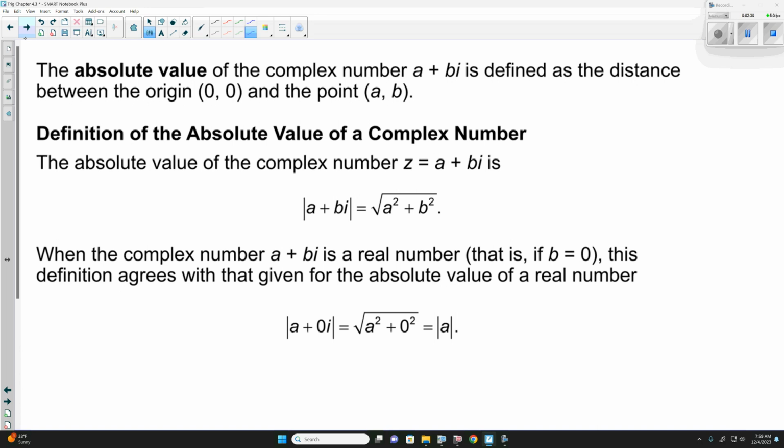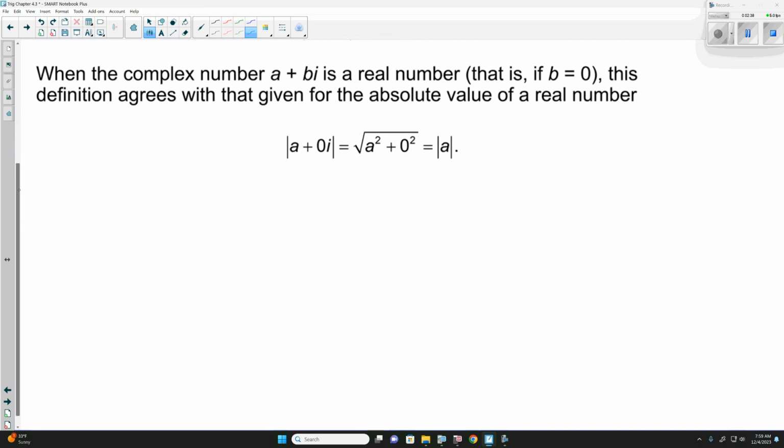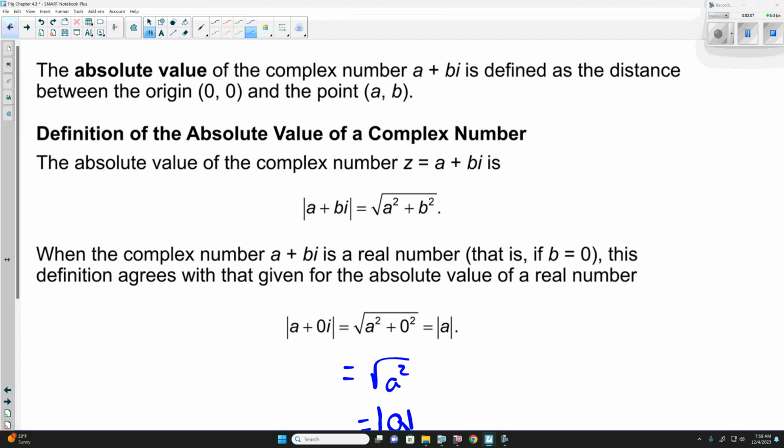When the complex number a plus bi is a real number, that is, b is 0, then the definition agrees with that given for the absolute value of a real number: the absolute value of a plus 0i is equal to the square root of a squared plus 0 squared, which is equal to the absolute value of a. That's all. Even if we took this a step further, all we're saying is the square root of a squared. Squared and square root would cancel. But if a is a negative number, we take the absolute value of it because it's going to be positive no matter what it is. Questions on this here?